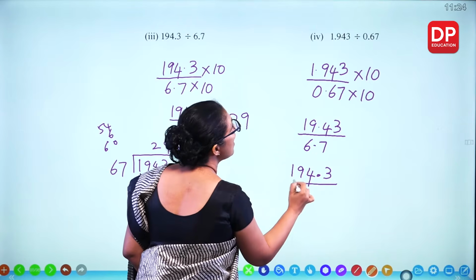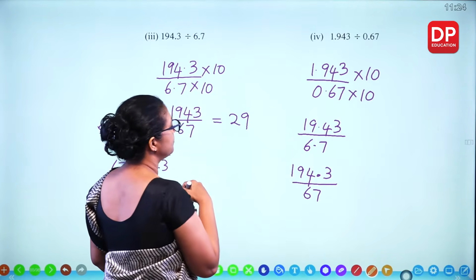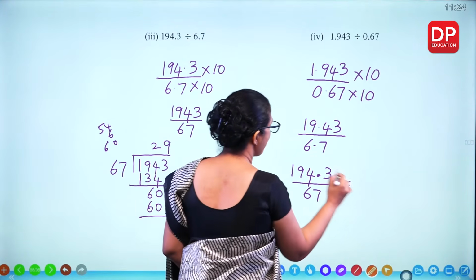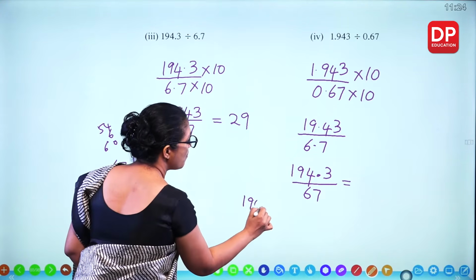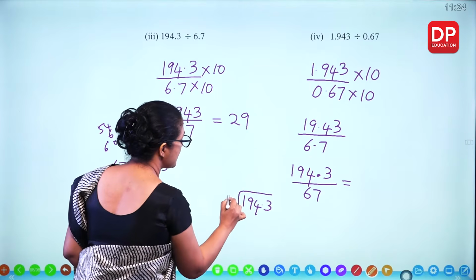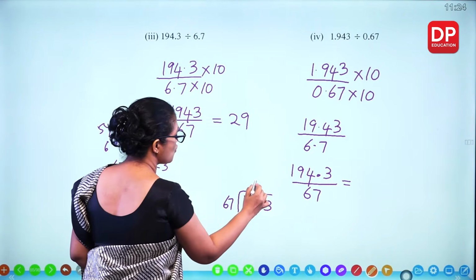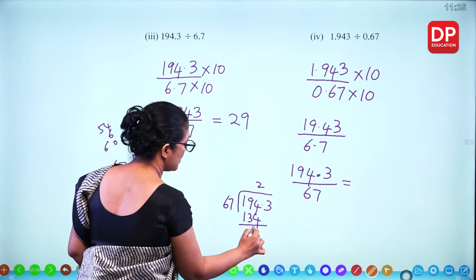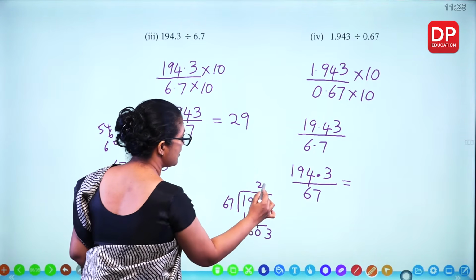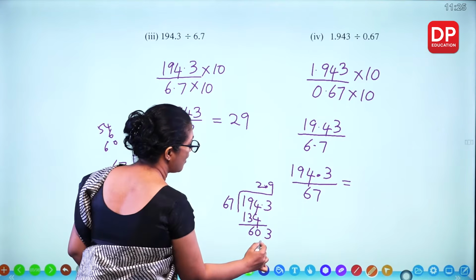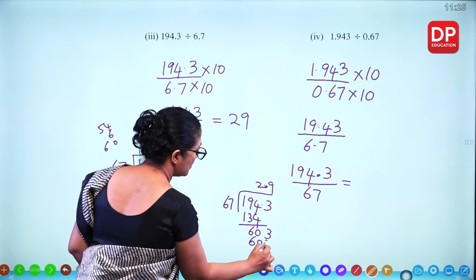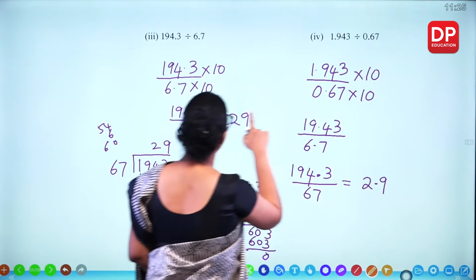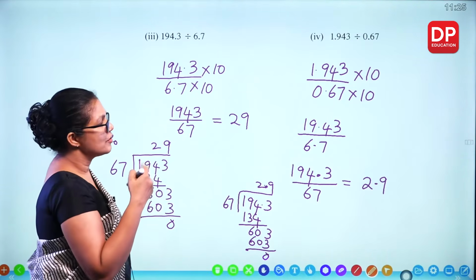194.3 divided by 67. Now this one, 194.3 divided by 67. This is 2. And you get 60, 603 means that's 9. You are getting 2.9. Either 29 divided by 10 or 2.9.